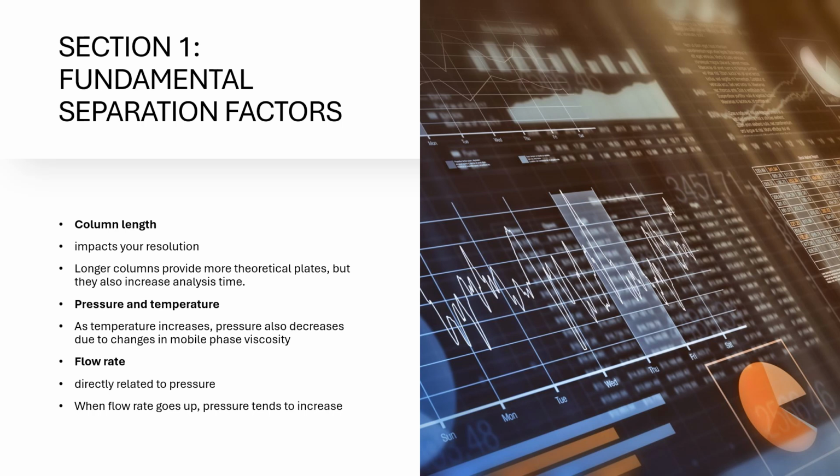Whereas temperature and pressure: as you increase the temperature of the oven, the pressure decreases due to changes in mobile phase viscosity. Flow rate is directly related to pressure. When you increase your flow rate, the pressure would increase.